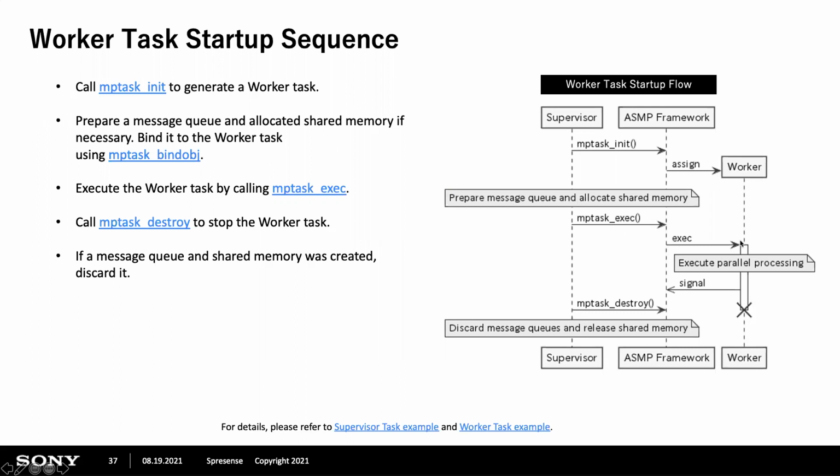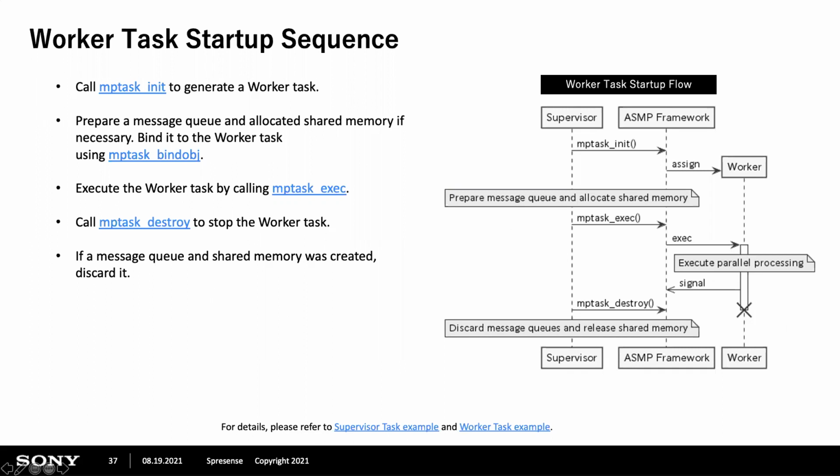And then when you're executing the task, this is going to go to the parallel processing and start executing on the worker. And then this communication is happening until you are done with that worker. Then you can destroy it and stop it. When you destroy and stop, if there is a message or shared memory that was created for this one, that's going to be discarded.